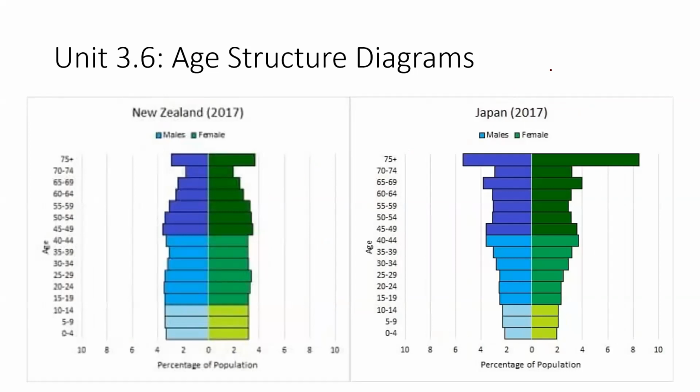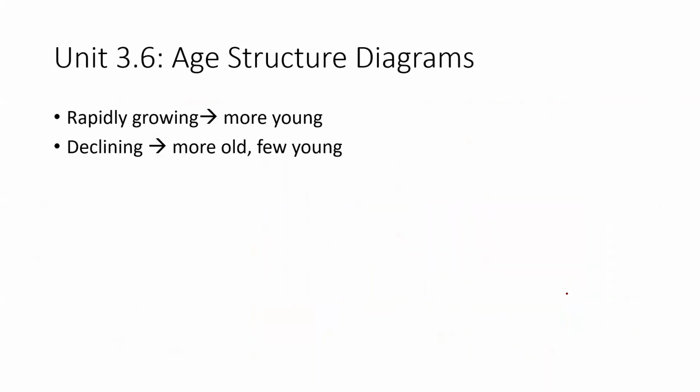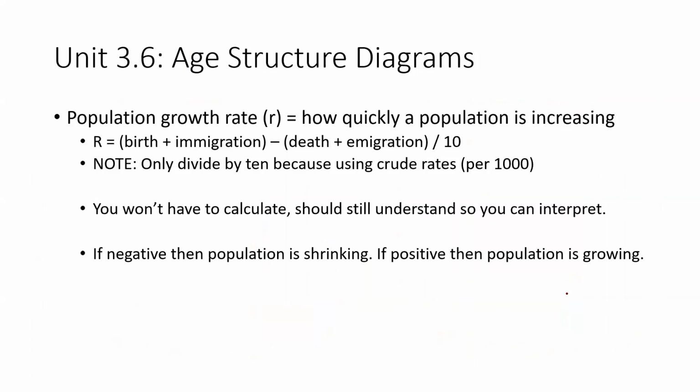Over here, again, we have New Zealand to compare to because it's a stable population, where we have about the same numbers at the bottom going up to the reproductive age, compared to Japan, which has much fewer children than in these reproductive age categories. And that means that population is shrinking or decreasing. So rapidly growing equals more young people, declining equals more old people, few young people.